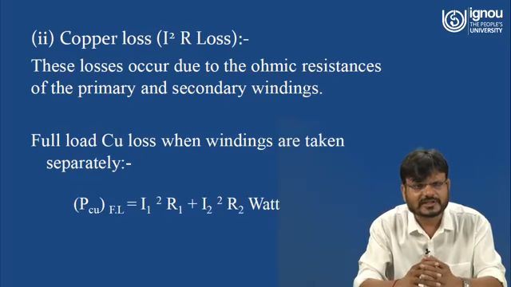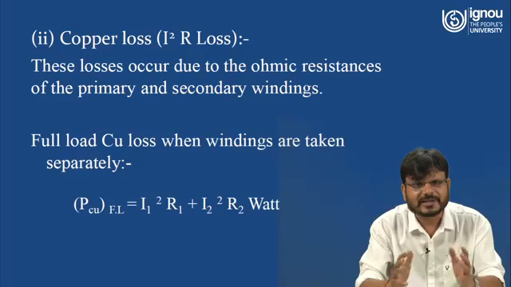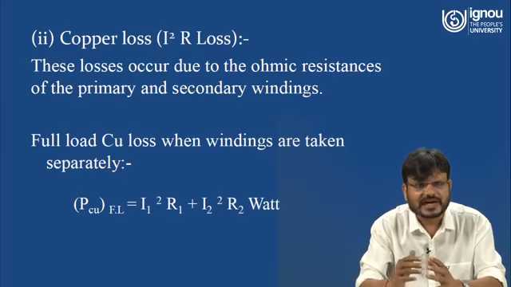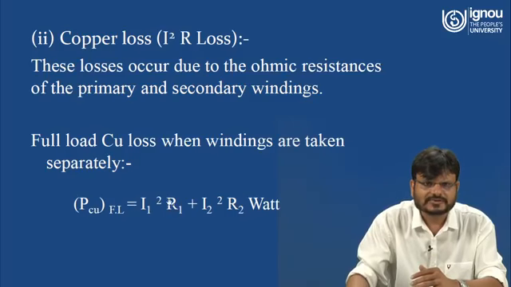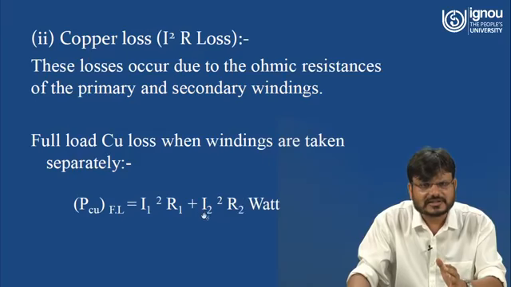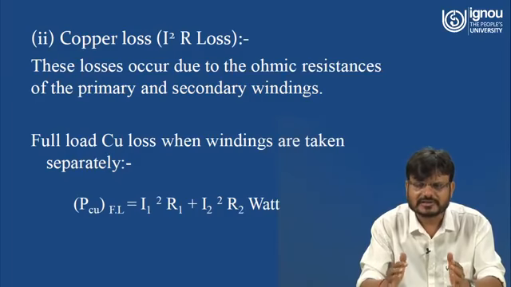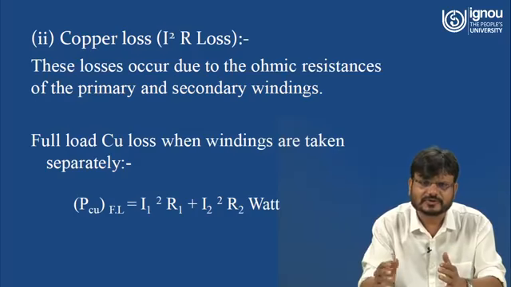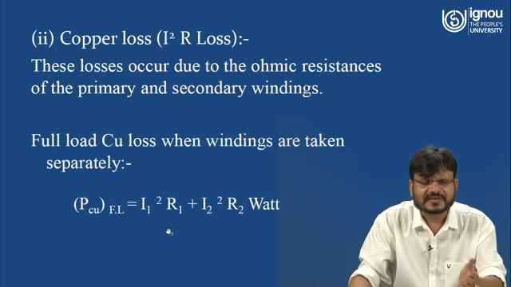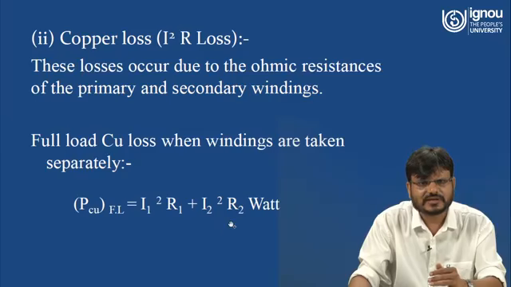If you want to calculate the full load copper losses when separate windings are taken, you can write the copper losses at full load as I1 square into R1. This I1 is the primary current, and R1 is the resistance of the primary winding. I2 is the current at the secondary side, and R2 is the resistance of the secondary winding. So the total copper losses in the windings of the transformer at full load can be calculated by simply I1 square R1 plus I2 square R2.